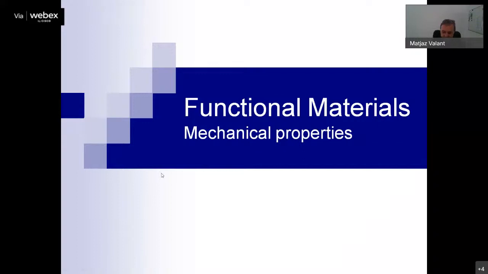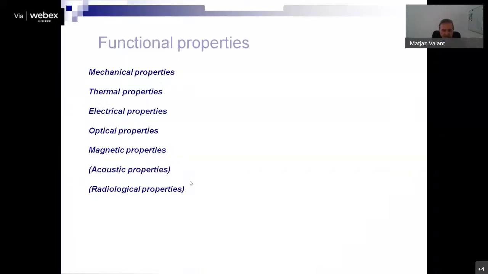Okay, here we go. This is the first chapter of today's lecture. We'll first talk about mechanical properties. Let me first just give you a list of the basic groups of functional properties. So we start with mechanical properties. We're going to talk in detail about this.